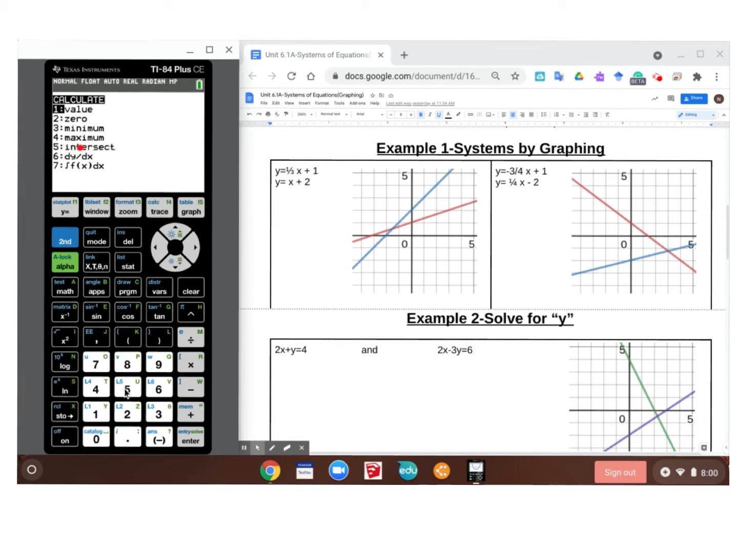Now we want to go down here to the number 5, or hit 5, and then this is where we hit enter, enter, enter, and it's going to take us to our answer.